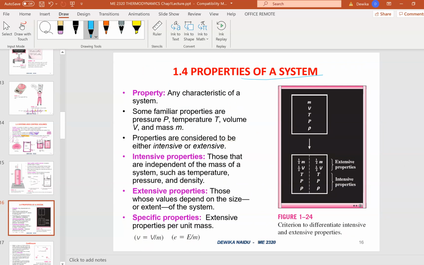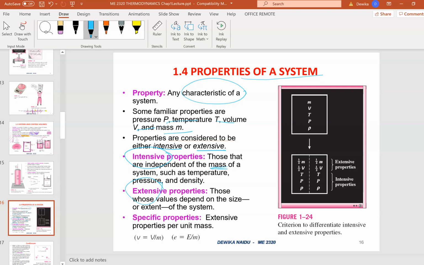Properties are any characteristics of a system. It can be pressure, temperature, volume, mass, anything. It can be intensive and or extensive. So what is the difference between intensive and extensive? Intensive properties are independent of mass.